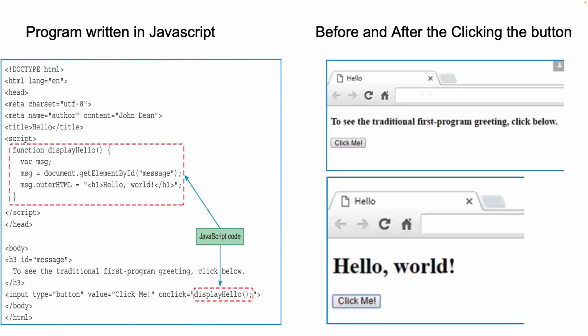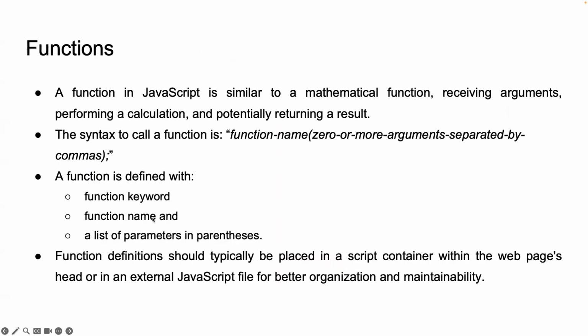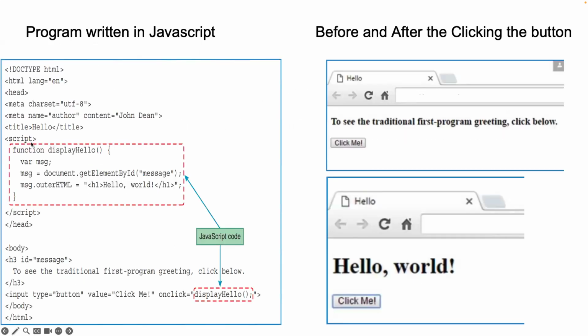So this is it, where we have this JavaScript code. Within the HTML, we have the script. Script has a function called displayHello. We are storing a variable message, and the message is document.getElementById, and the message is basically the h3 title. We're getting this text in h3, "to see the traditional first program greeting, click below." This is the text in h3, and then we change it to h1 and then Hello World. So that changes if we click on this button.